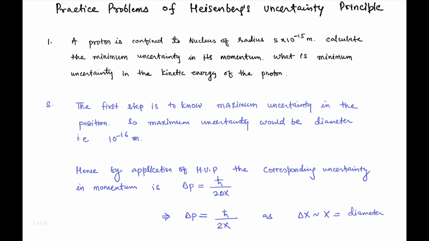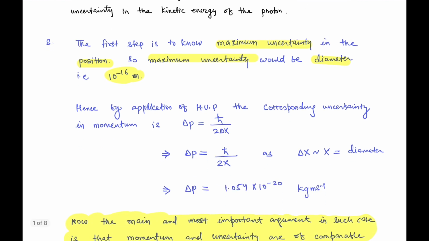So, first step is to know the maximum uncertainty in the position, because without knowing the uncertainty in position you cannot find the uncertainty in momentum. So the maximum uncertainty in the case of a nucleus is its diameter, that is, double the radius. So double of radius is going to be 10 to the power minus 16 meter. Hence when you apply Heisenberg's uncertainty principle, the corresponding uncertainty in momentum is going to be this.